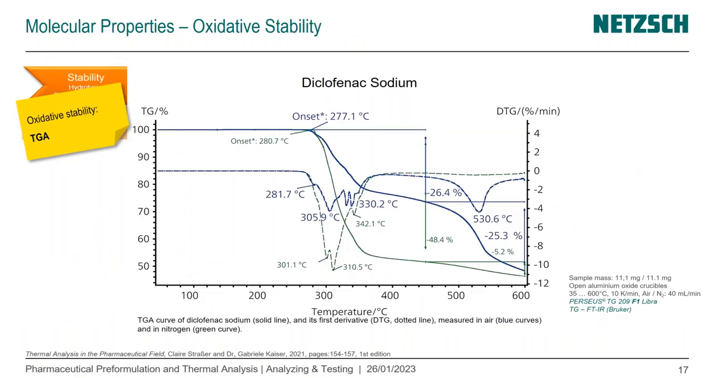For oxidative stability, diclofenac sodium was submitted to the TG under 2 different environments. The first line here in blue is the TG curve of diclofenac in air, and the second here in green is the line of the diclofenac measured in nitrogen, in inert atmosphere.